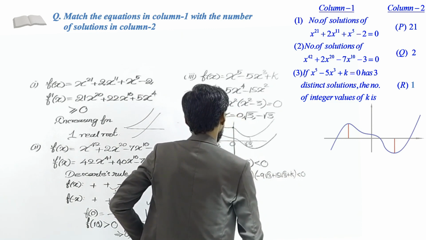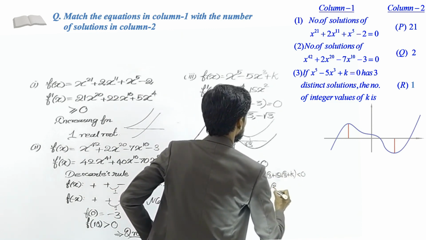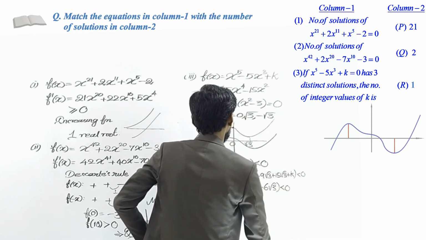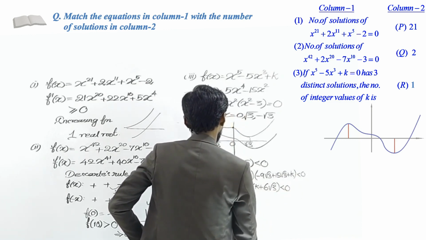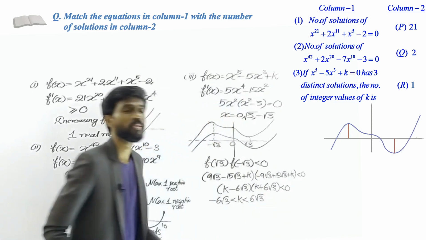So we get k minus 6 root 3 and k plus 6 root 3. So this product is negative. So that's all. So that is the value of k. So k lies between minus 6 root 3 and 6 root 3. So this is the value of k.